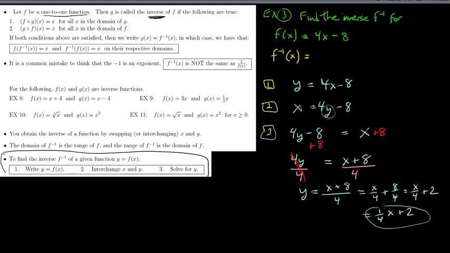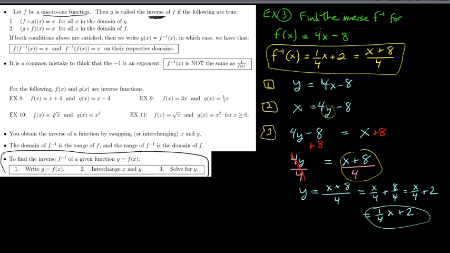So that's it. That is our inverse function. Let me write the answer up here: 1/4 times x plus 2. Or if you want to leave it the original way, I didn't mean to cross out the 4, x plus 8 all over 4, that's fine too. I'm not going to be picky about that. Because this is a linear function, maybe we should write it as mx plus b, but it's the same thing. So that should be the inverse of this function.